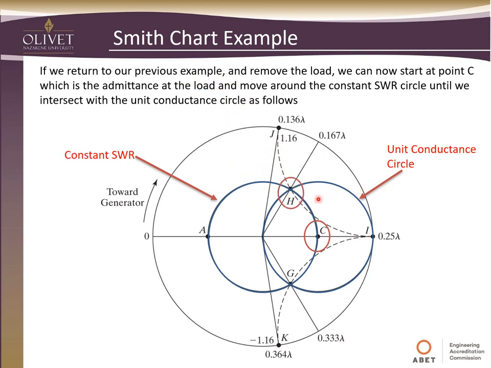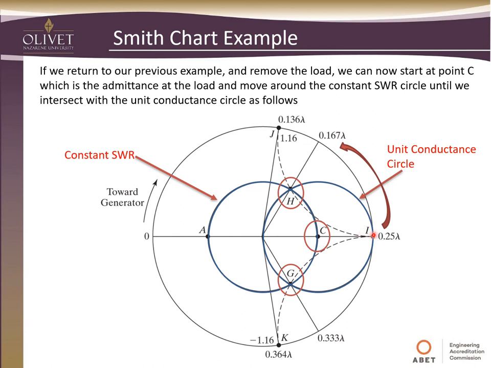So in our example, we want to get to this location of H. So we've got to move the load, or find the location on our line, until we hit that point H. And in this case, we've got to do it at 0.167 lambda. So we've got to find the physical space on our line away from our load to the point where we're 0.167 lambda away from the load. We could also move in the other direction to G, and at this place we're 0.33 lambda away from the load. But this can sometimes be a little tricky because sometimes it's beyond where our load is and there may not be a physical place to put that.